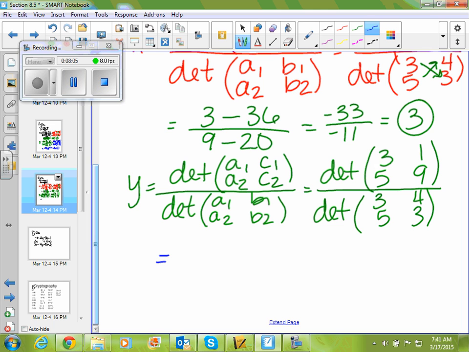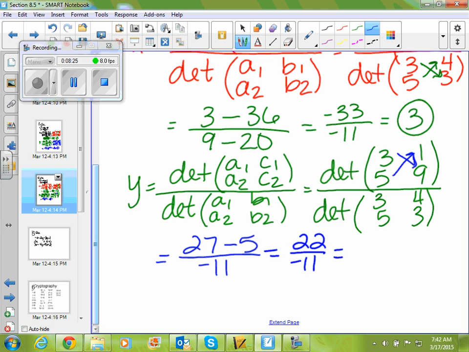Okay, so then if I find my determinants, 3 times 9 is 27, minus 5 times 1, which is 5. And I already know that the determinant of my denominator was negative 11. 27 minus 5 gives me 22, divided by negative 11, which gives me negative 2. So y is negative 2.